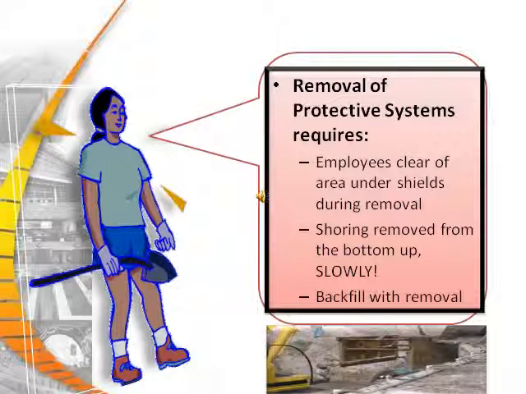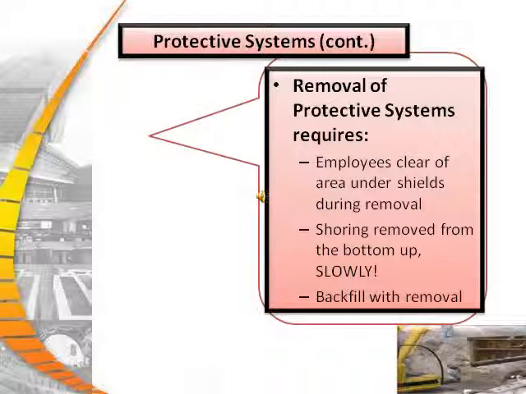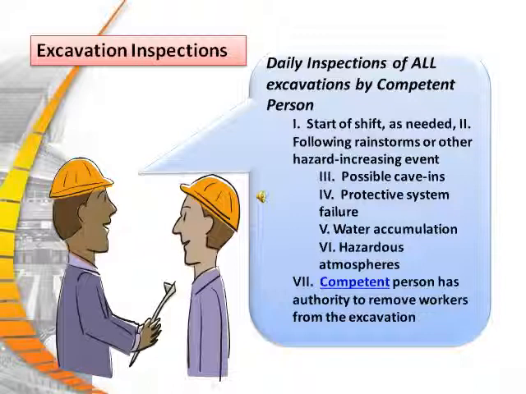Protective systems also require removal at some point. Employees must be kept clear of the area under the shields during the removal. The shoring must be removed from the bottom up and slowly, and the backfill will be done after the removal. Daily inspections by competent persons of excavations are done at the start of the shift if needed, following a rainstorm or other hazard-increasing event, any possible cave-in that may have happened, a protective system failure, water accumulation, and evidence of hazardous atmospheres. And of course, they have the authority to remove workers from the excavation site.